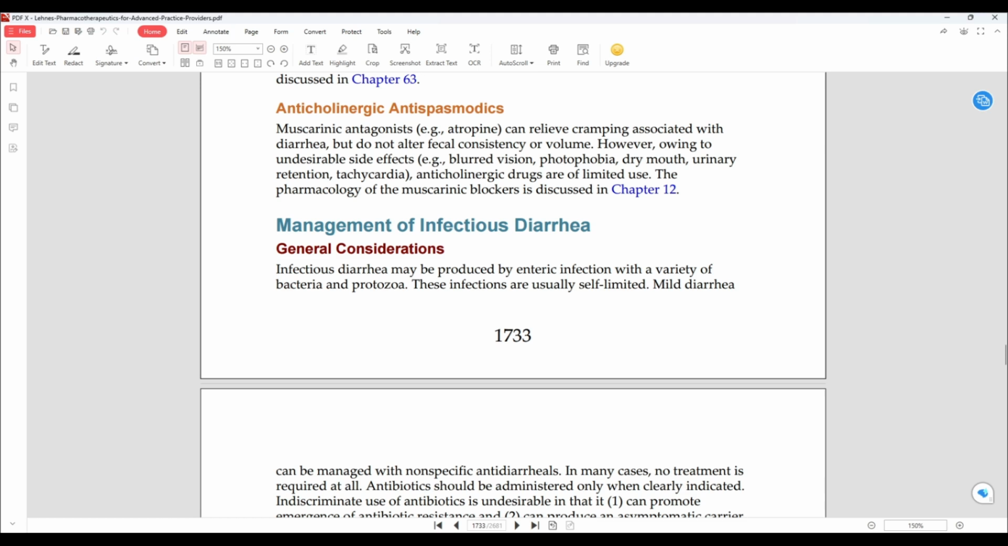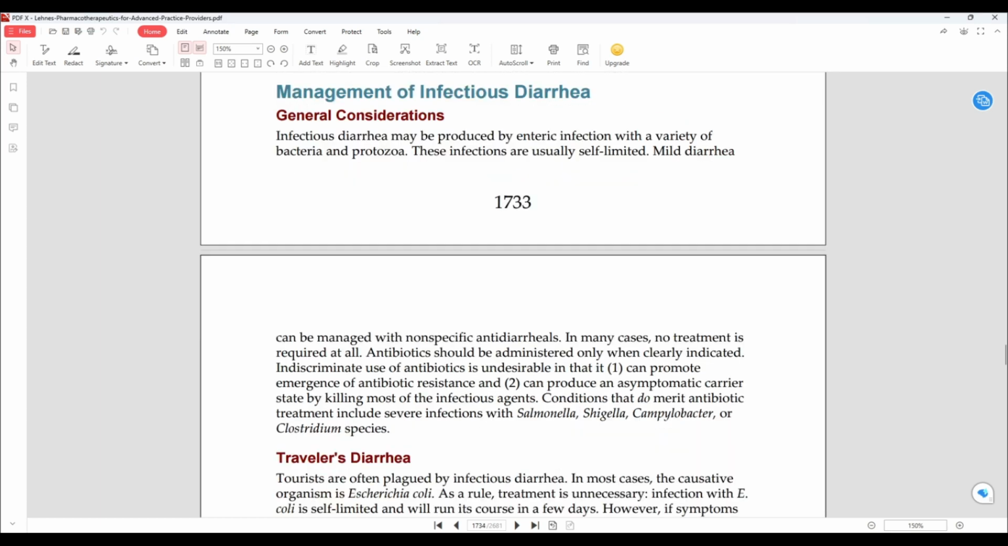Anticholinergic antispasmodics. Muscarinic antagonists, such as atropine, can relieve cramping associated with diarrhea, but do not alter fecal consistency nor volume. However, owing to undesirable side effects like blurred vision, photophobia, dry mouth, urinary retention, and tachycardia, anticholinergic drugs are of limited use. The pharmacology of the muscarinic blockers is discussed more in Chapter 12.